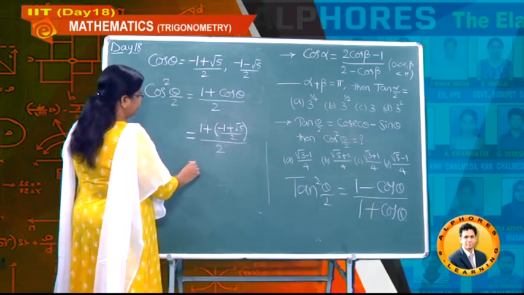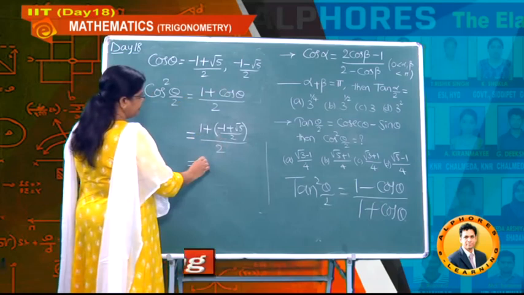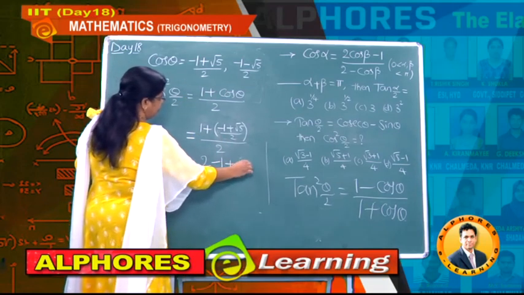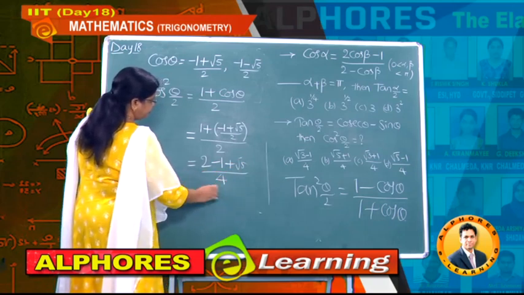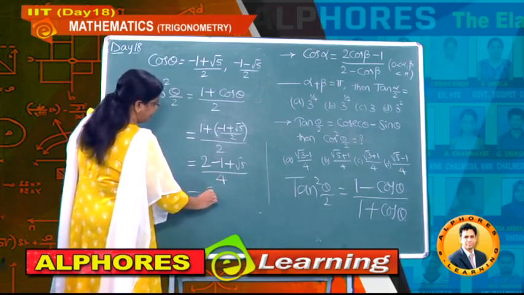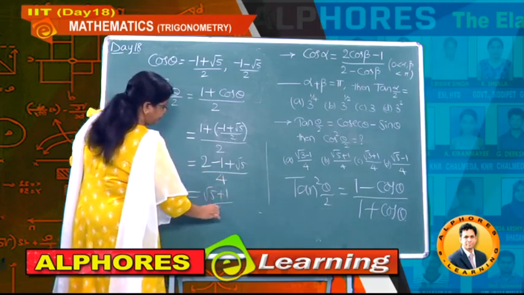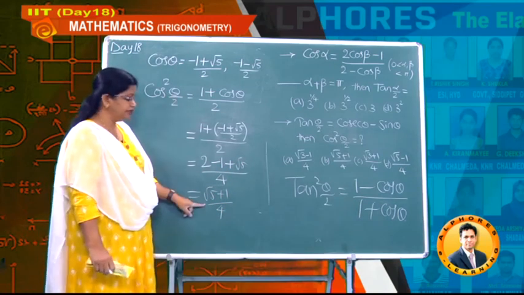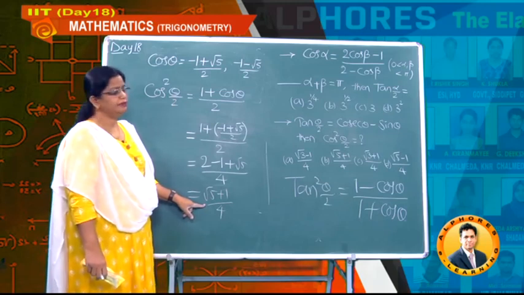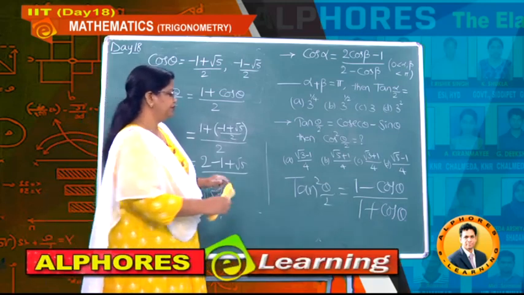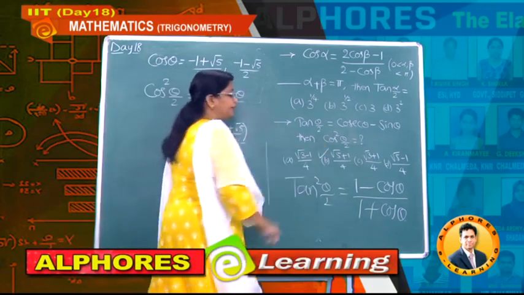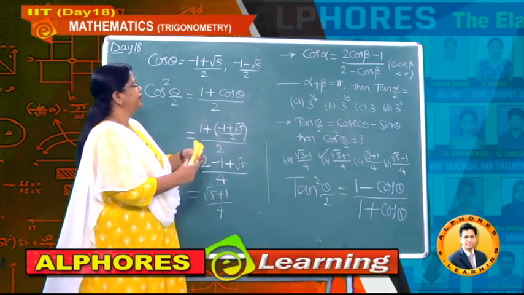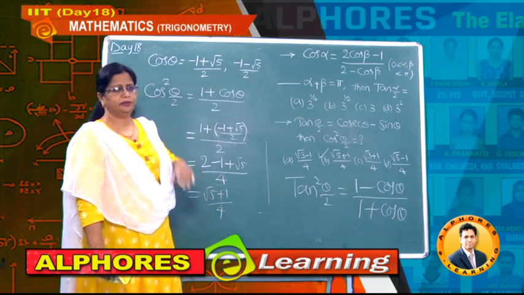So what is the value you got here? If you take 2 as LCM, 2 minus 1 plus root 5, whole divided by 4. Thereby it is root 5 plus 1 divided by 4. So students, you got cos square theta by 2 is nothing but root 5 plus 1 divided by 4. So now we got this answer, understand? Then you may get a doubt, what will happen if you take the other value also, okay?